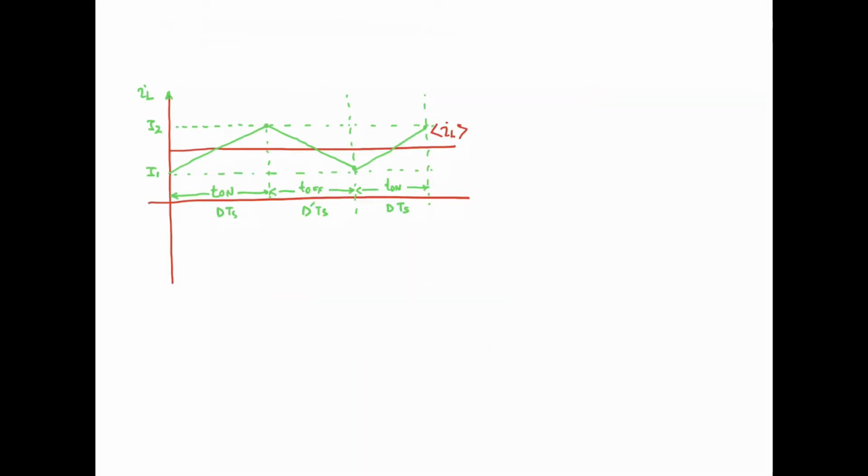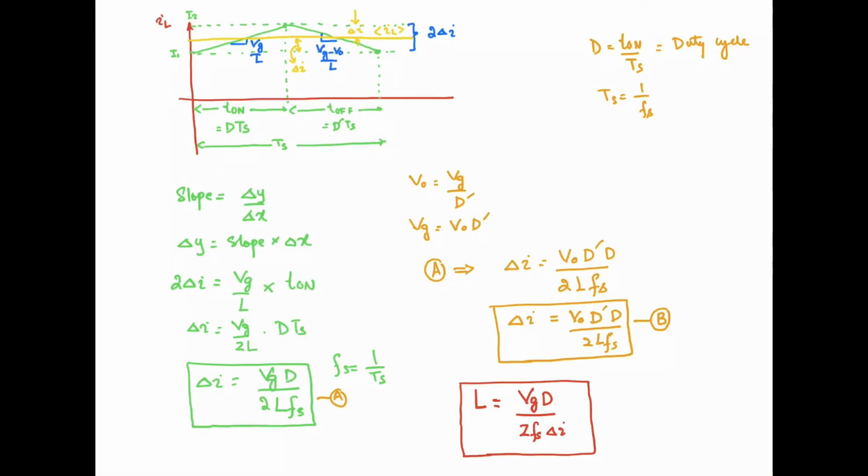Now let us discuss the critical value of the inductance. You have seen the inductor current waveform that is shown like this. Now if you are decreasing the inductance, the ripple in the current will be increasing, and you can see from here that delta I is inversely proportional to the inductance. So vice versa, if you are decreasing the inductance, this delta I, the current ripple, will be increasing.